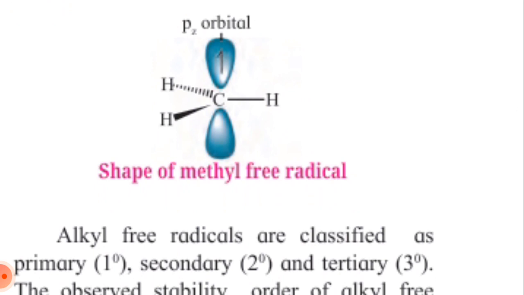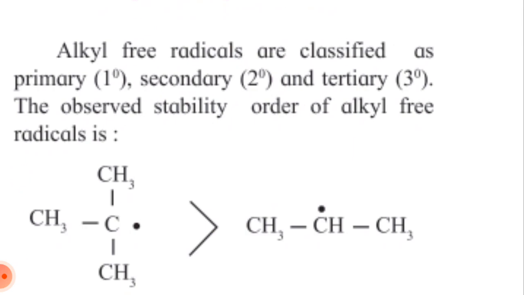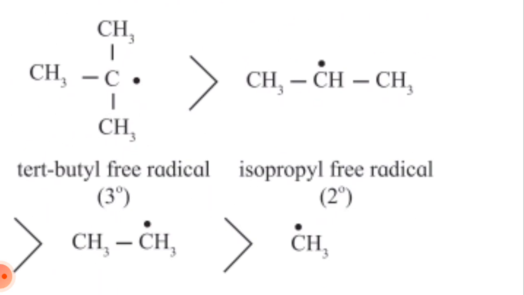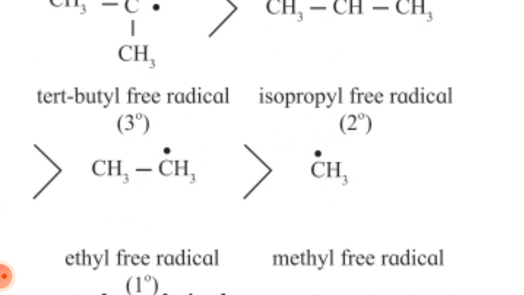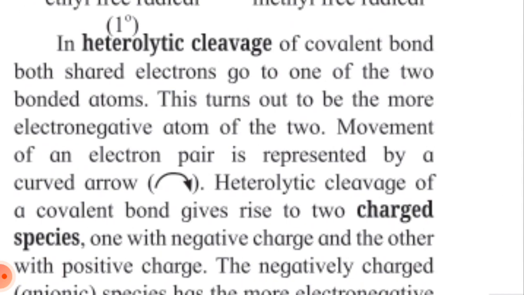Shape of methyl free radical. Alkyl free radicals are classified as primary, secondary, and tertiary. The observed stability order of alkyl free radicals is tertiary butyl free radical greater than isopropyl free radical greater than ethyl free radical greater than methyl free radical.